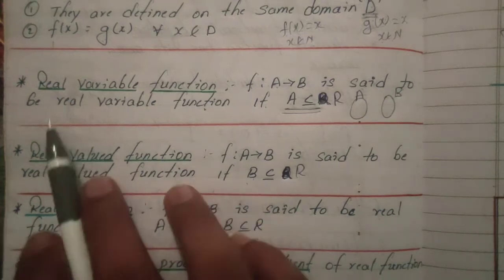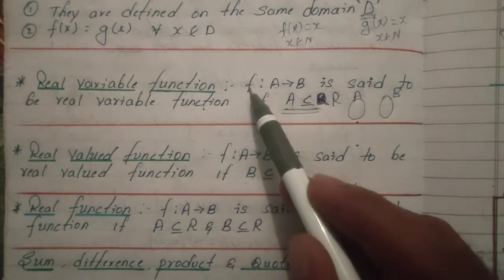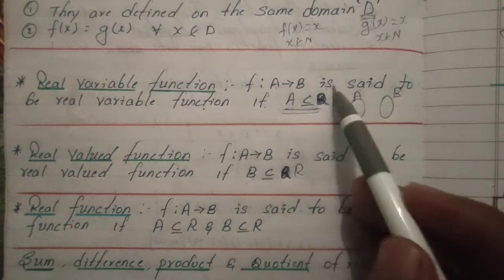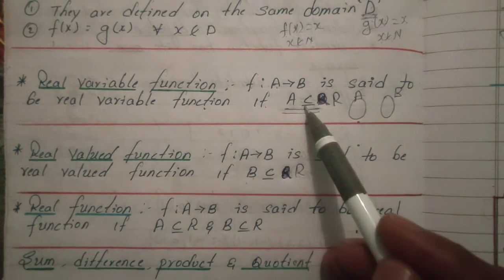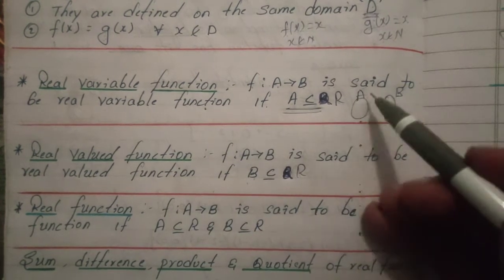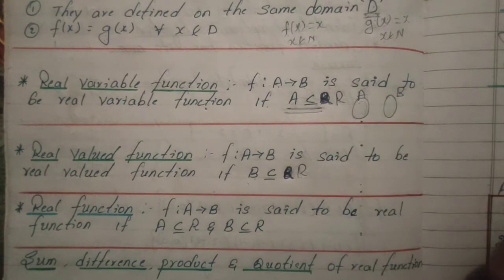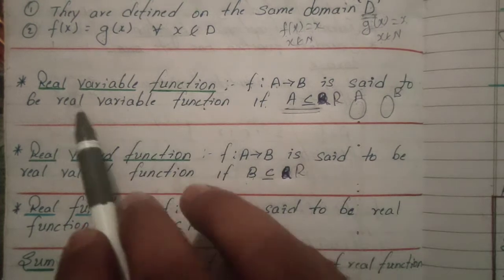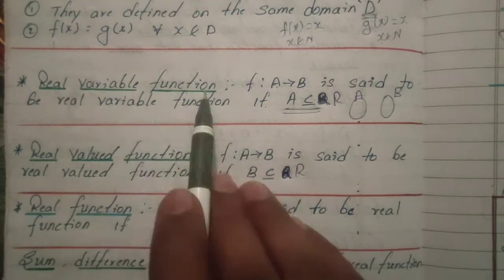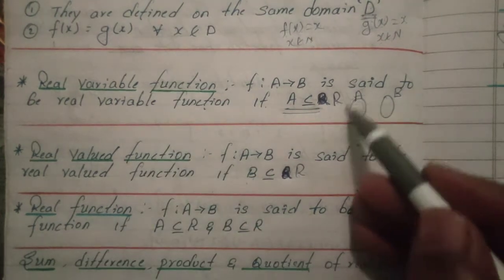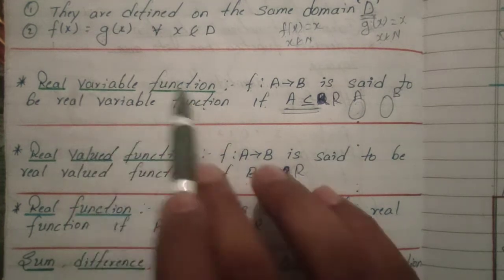Next, real variable function. The function f from A to B is said to be a real variable function if A is a subset of R. It means all the elements of set A must be real numbers. Then the function is said to be a real variable function.